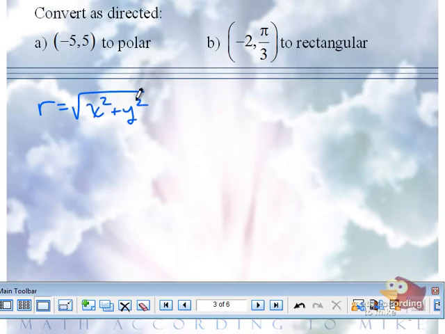Since we're converting to polar, the ordered pair negative 5, 5 is in the format X comma Y. So what's our X? And what's our Y? What is negative 5 squared plus 5 squared underneath the square root? How does the square root of 50 clean up? 5 square roots of 2. Fantastic, we've got our R.